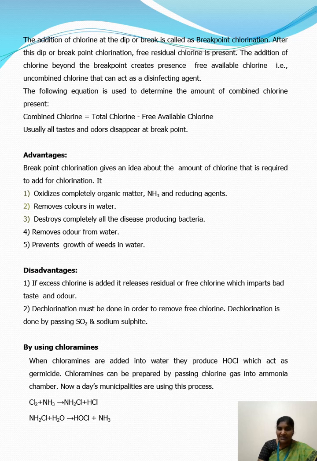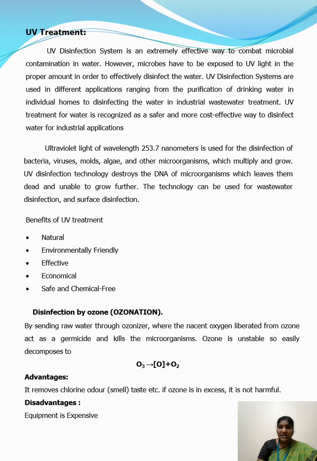Chloramines can be prepared by passing chlorine gas into an ammonia chamber. Nowadays, municipalities use chloramine and treat it as a very good disinfectant to clear water of its impurities. The next method that we are going to see is called UV treatment.